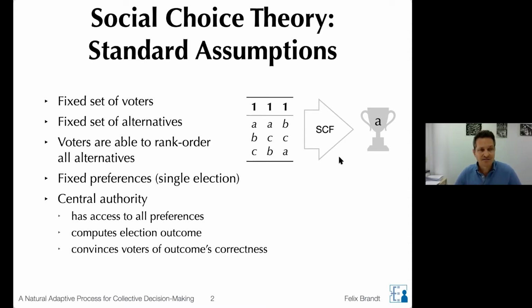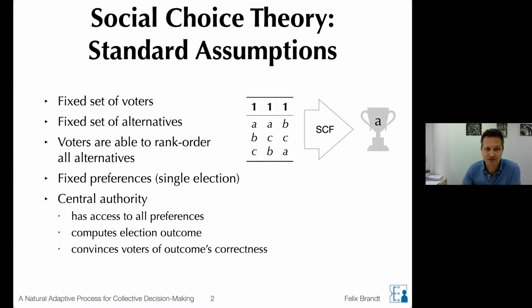In this default setting, we have a fixed set of voters. We also have a fixed, well-defined set of alternatives. And we assume that voters are able to rank order all the alternatives, which can be quite a demanding assumption if you have a lot of alternatives. We also assume that preferences are fixed because the standard setting only talks about a single election. And there's the assumption of a central authority which collects all the preference relations and is able to compute the election outcome, which we know can be quite a demanding task.